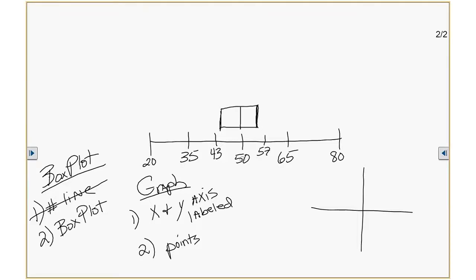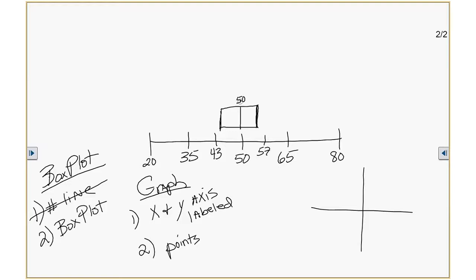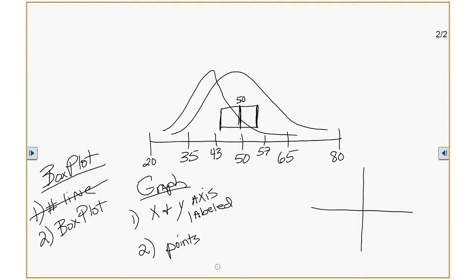Now, is that always going to happen? No. If these two line up, this is 50, this is your median. If these two line up, you've got a what? You've got a normal distribution. If this line right here is to the left, then you have this, which is skewed right. If this line right here is over here, then you have skewed left. So then there's your box plot. Does that help?